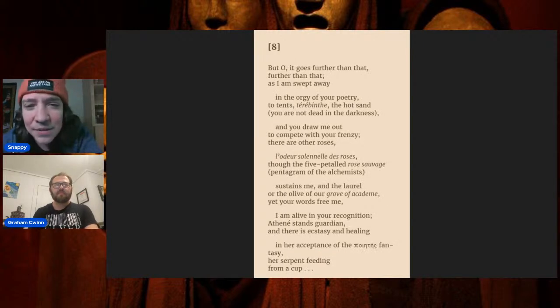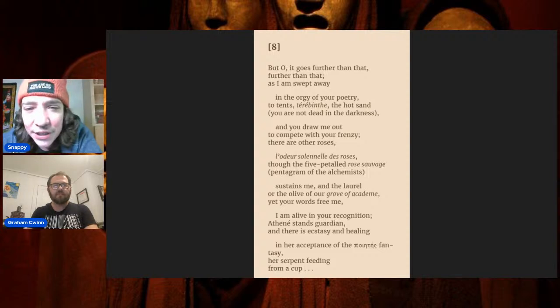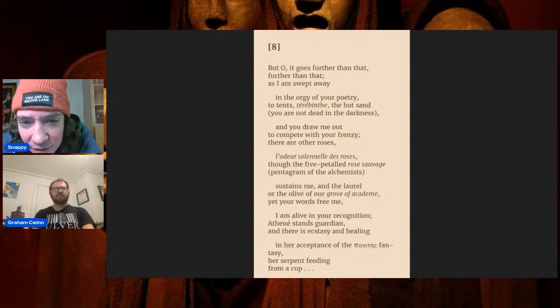Further than that, as I am swept away in the orgy of your poetry to tense terebinth.